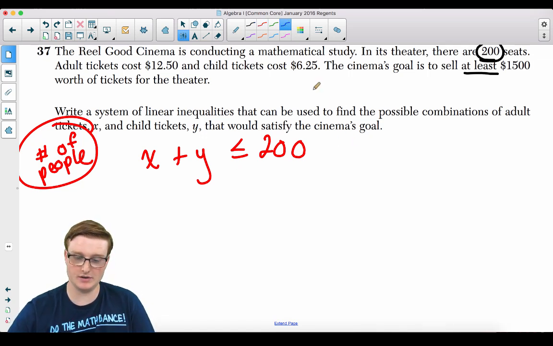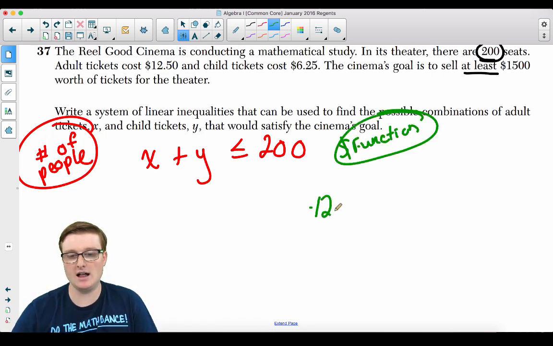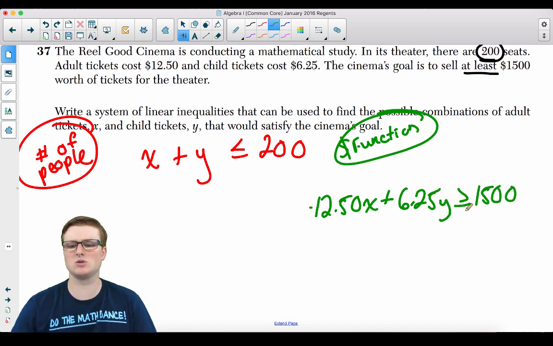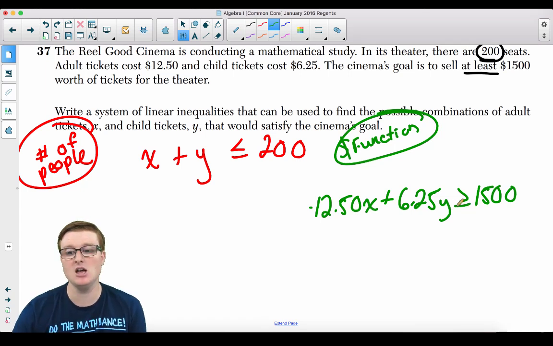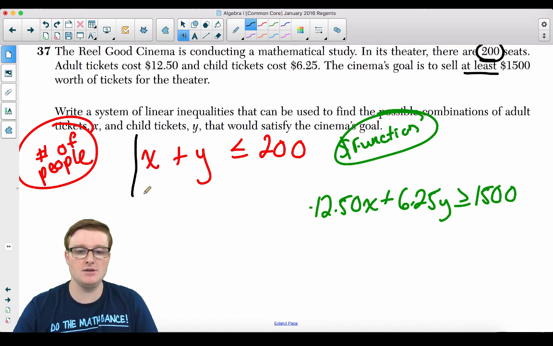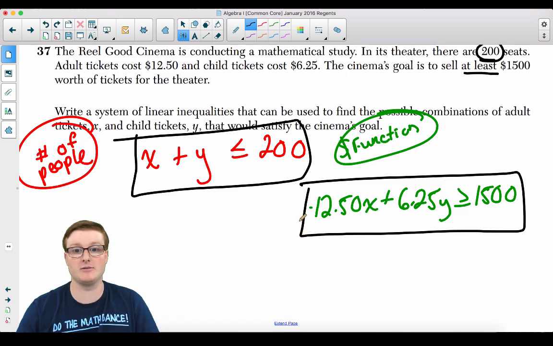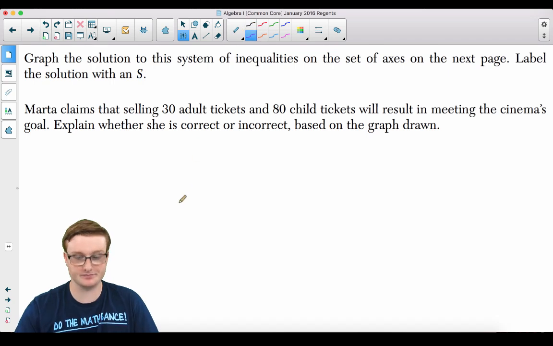Now, this equation over here, this is your money function, because we want money. So, $12.50 for one adult ticket, so $12.50 times X, plus $6.25 for the child ticket times Y, has to be greater than or equal to 1,500. Because why in the world are we going to stop at 1,500? We want to maximize. So it could be greater than or equal to 1,500, but they do want $1,500. So ladies and gentlemen, these are your systems that we need to now figure out. Fantastic. Now there's a follow-up question.